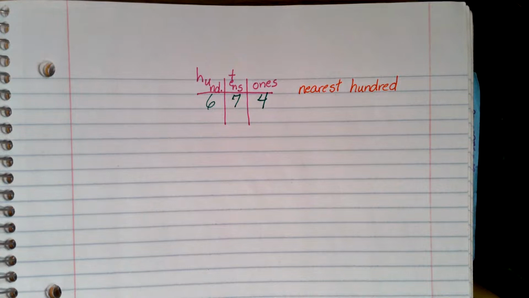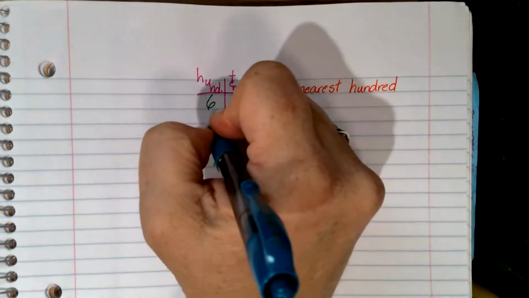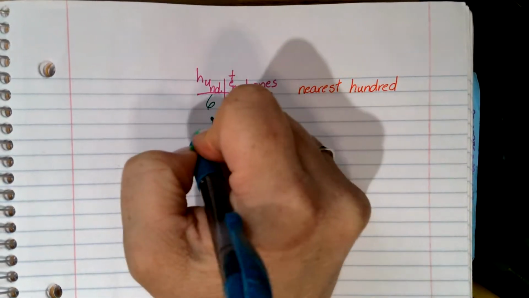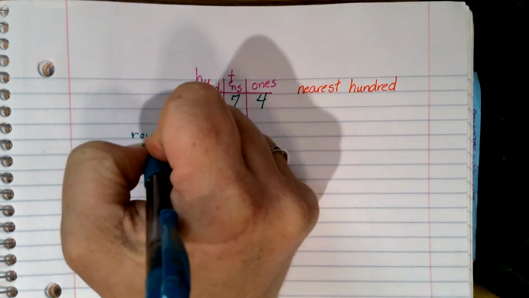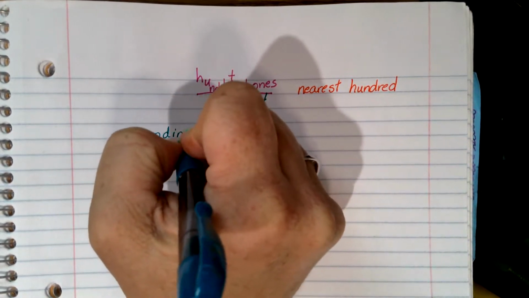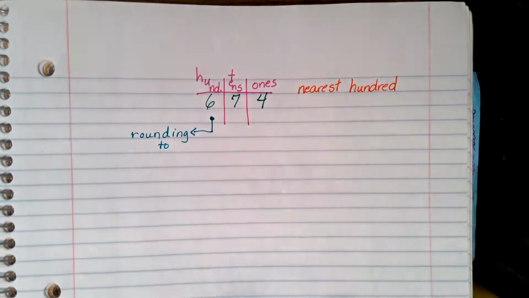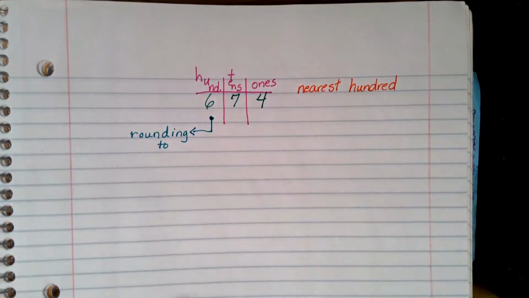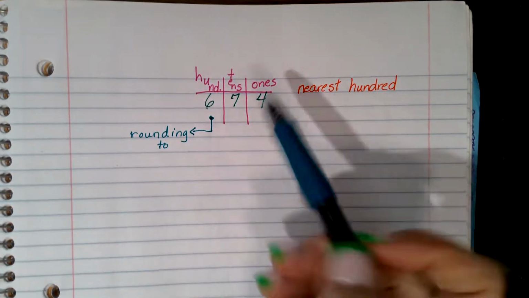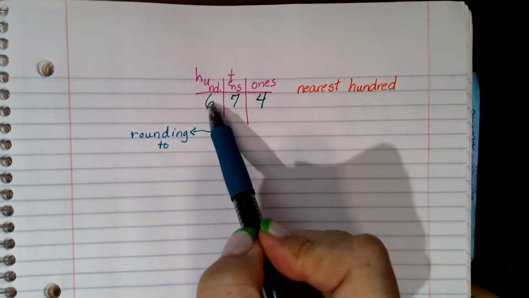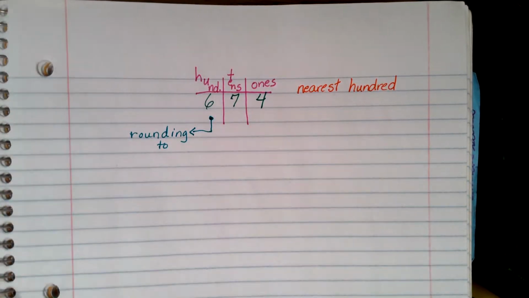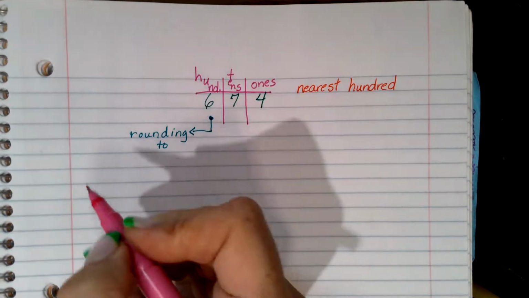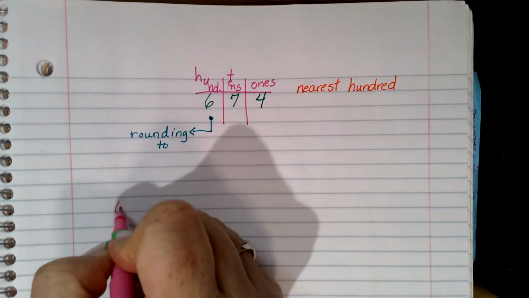My directions are to round to the nearest 100. This is the place value I am rounding to. All right, well, I know that if I have a number and I have 6 in the hundreds, that literally means 600. So I'm going to write the number 600 down here.